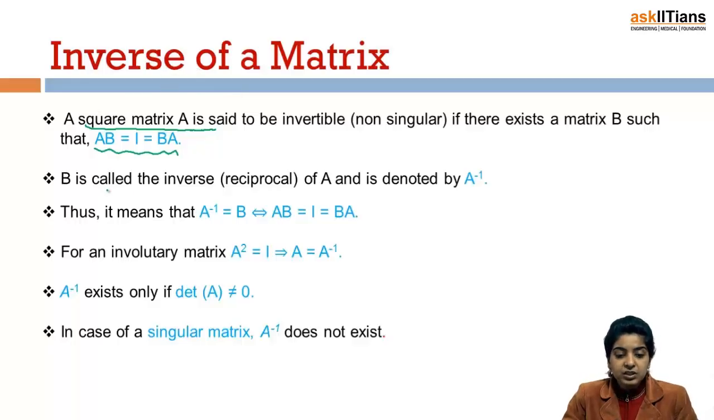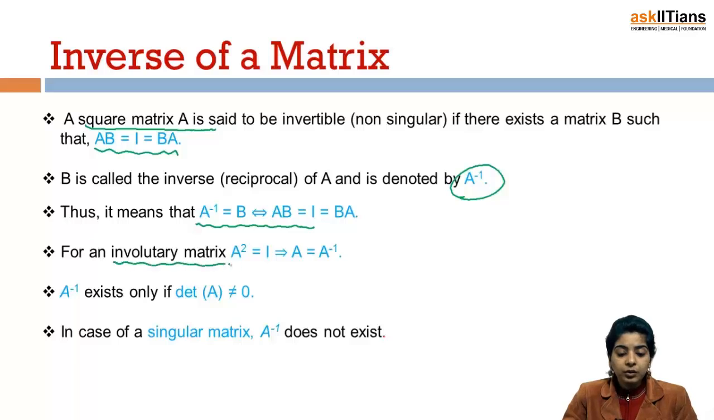In that case, B is said to be the inverse of A and is denoted by A raised to the power minus 1, that is called A inverse. This means that A inverse is B if and only if AB is equal to identity is equal to BA.